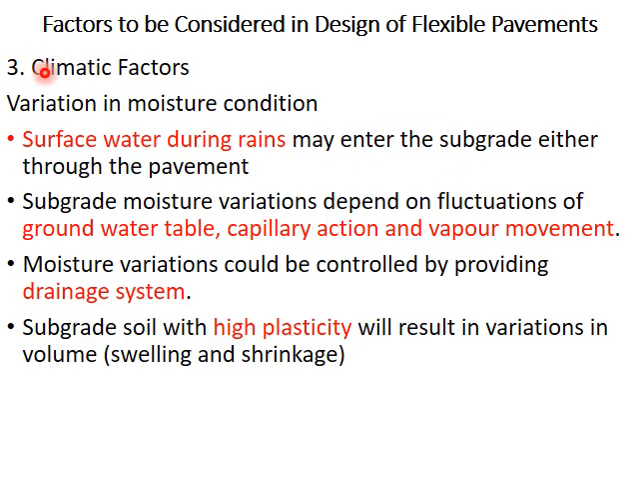The climatic factors to be considered for the design of flexible pavements are: first is the variation in moisture content, which can occur due to the surface water from the rains, and also due to groundwater table. Groundwater table may rise and enter into the pavement surface or the subgrade, and also water movement can occur in the subgrade soil due to capillary action or through the pavement layers, and also vapor movement, that is water vapor movement through the layers below the surface. If there is a proper drainage system, we can control the moisture content, and also if the subgrade soil has high plasticity, that will result in swelling and shrinkage.